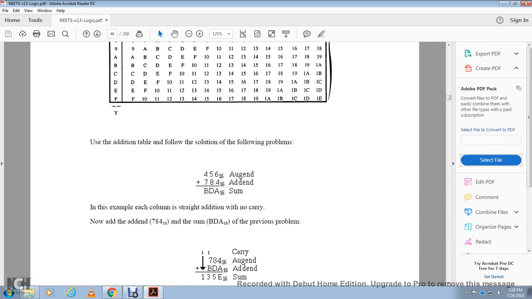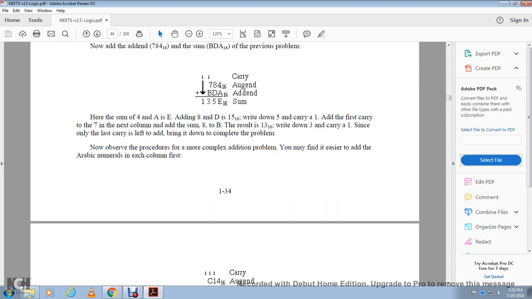Okay, in the example, each column's straight addition can now carry. The sum of 4 and A is E. Adding 8 to D is 15 in base 16; write down 5 and carry the 1. Add the first carry to 7. In the next column, add the sum of 8 and B. The result is 13 in base 16. Write down 3 and carry the 1. Since there is nothing left to add, bring the carry down to complete this problem.